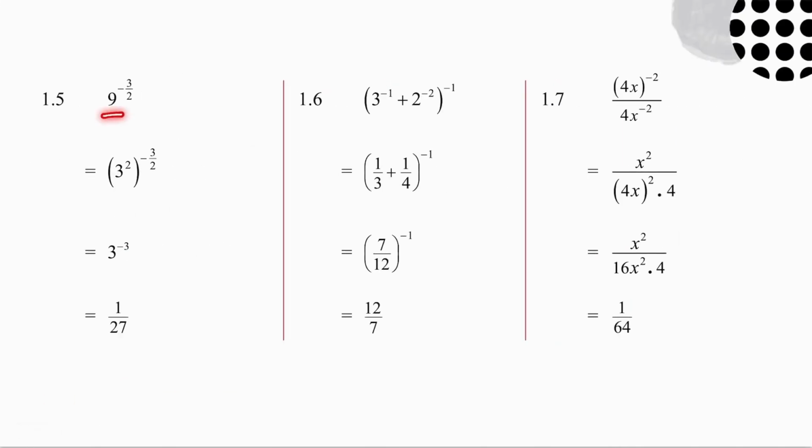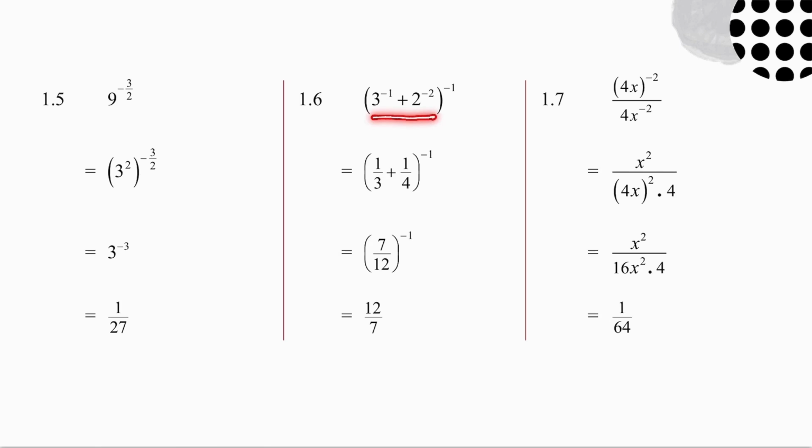1.5, break 9 up into its prime factors, so 3 squared. Multiply the exponents, and you get 3 to the minus 3, which is 1 over 3 cubed, in other words, 1 over 27. Now, in 1.6, be very careful.